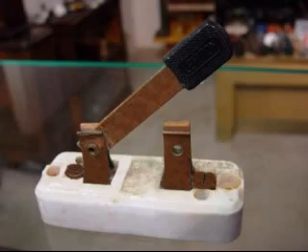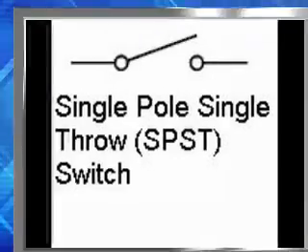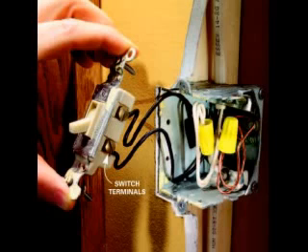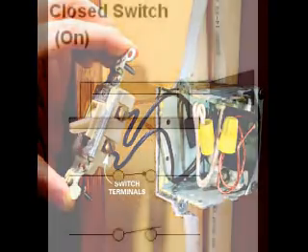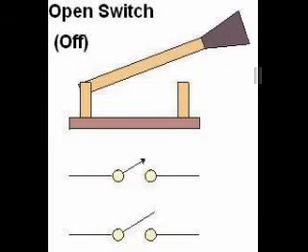This is a symbol for a single pole, single throw, or SPST switch. Here is another way this symbol might be drawn. The final output of any switch, such as this wall switch, will be at least a pair of wire connection terminals that will be either connected together by the switch's internal contact mechanism, which again is called closed, or the terminals may not be connected together, which is called open.